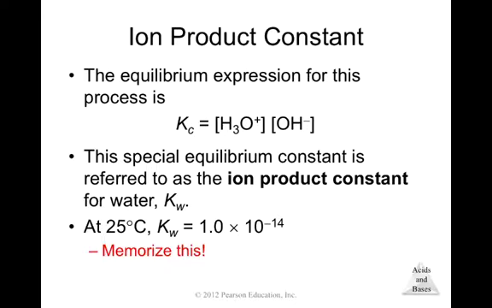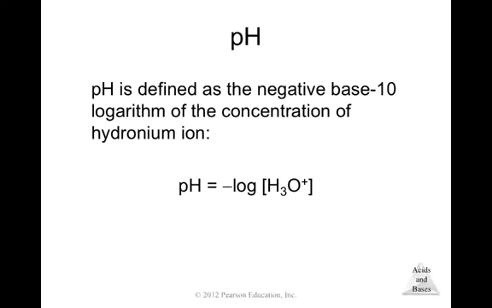This is on your formula sheet from the AP board, so you'll have it on the test, but this is one of those things where if you know it off the top of your head, you're going to be a little bit better off. pH is defined as the negative base 10 log of the concentration of hydronium ion. So pH is the negative log of H3O plus. Again, you can also just say H plus, and it's basically the same thing.